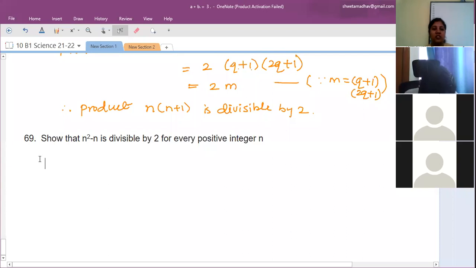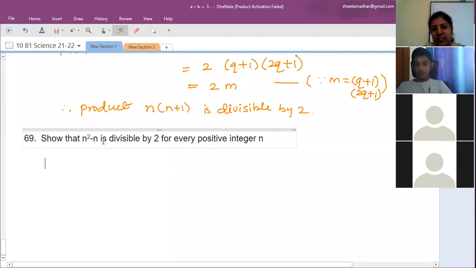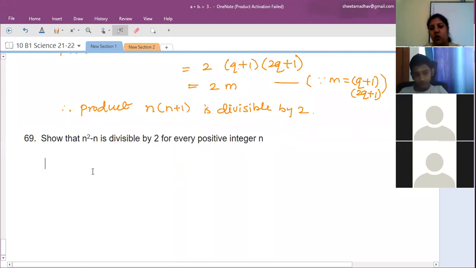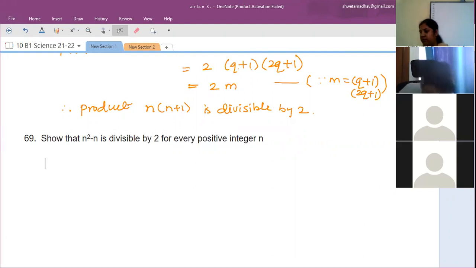So now the next question is, show that n square minus n is divisible by 2 for every positive integer n. n is any positive integer. When it is divided by 2, we have to show that n square minus n is always divisible by 2. That means the remainder is 0 every time. So n square minus n we have to show in the form 2m.